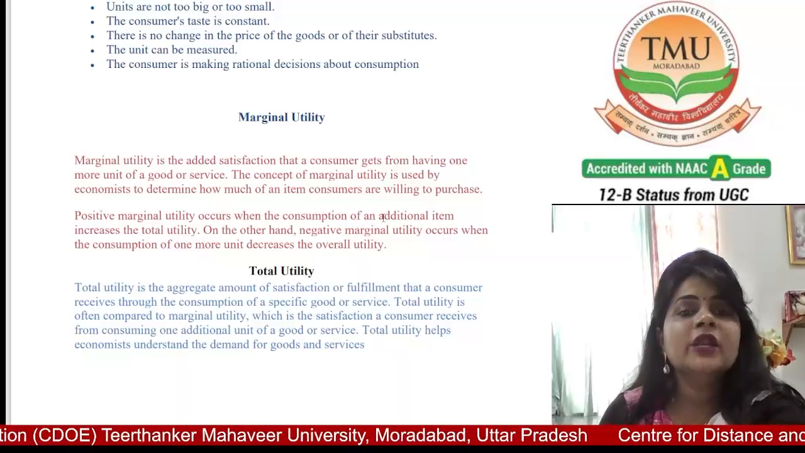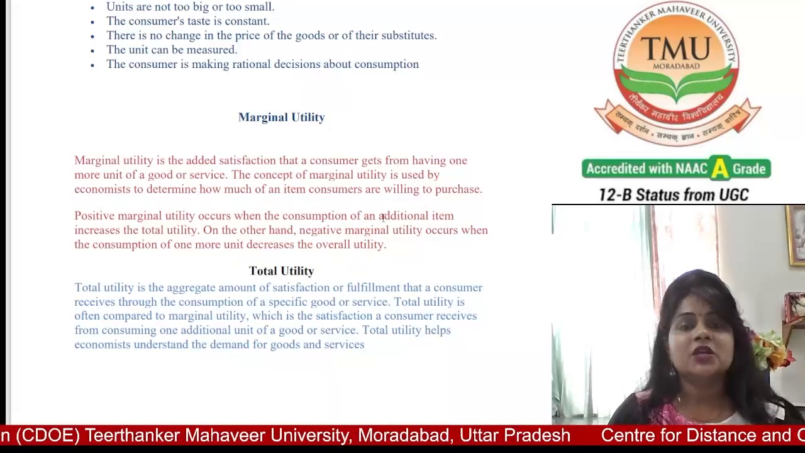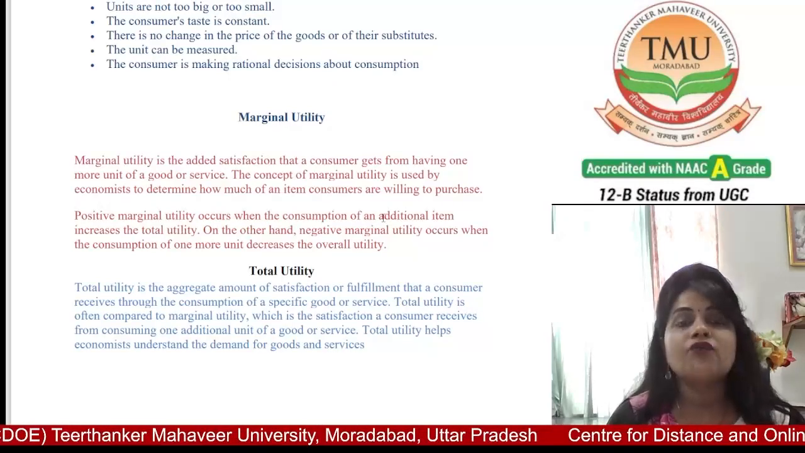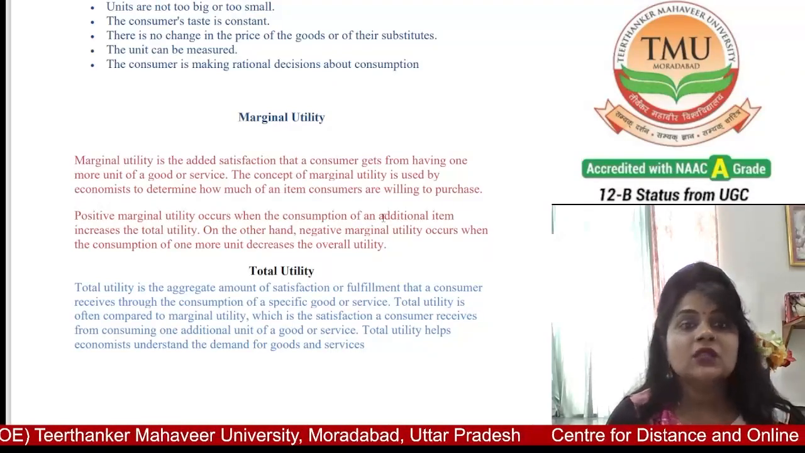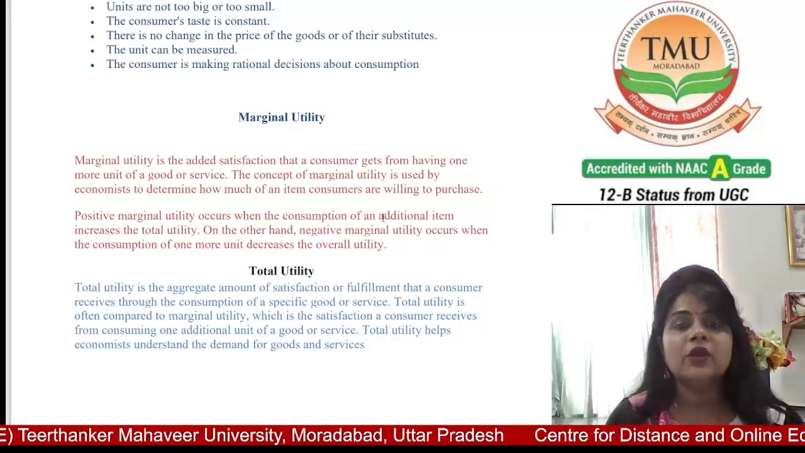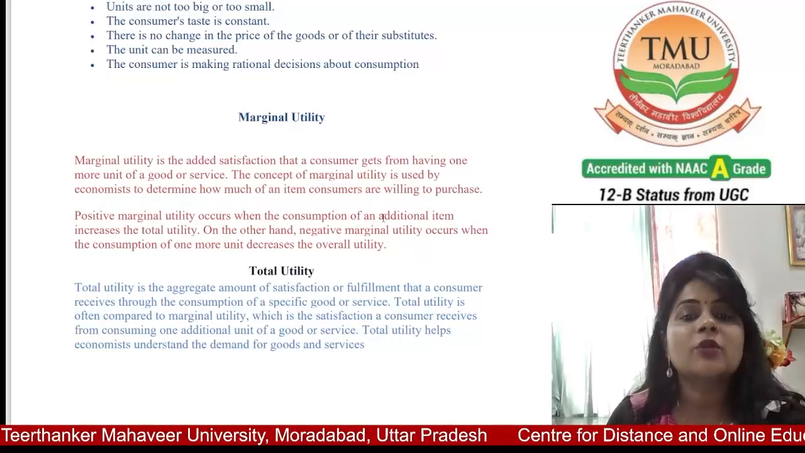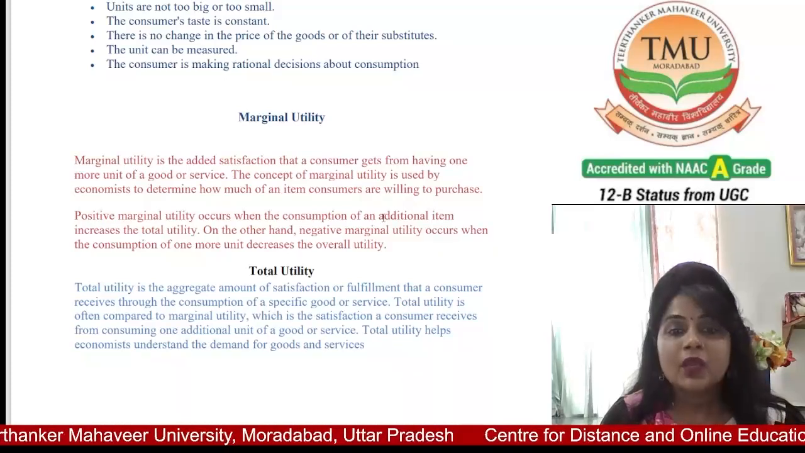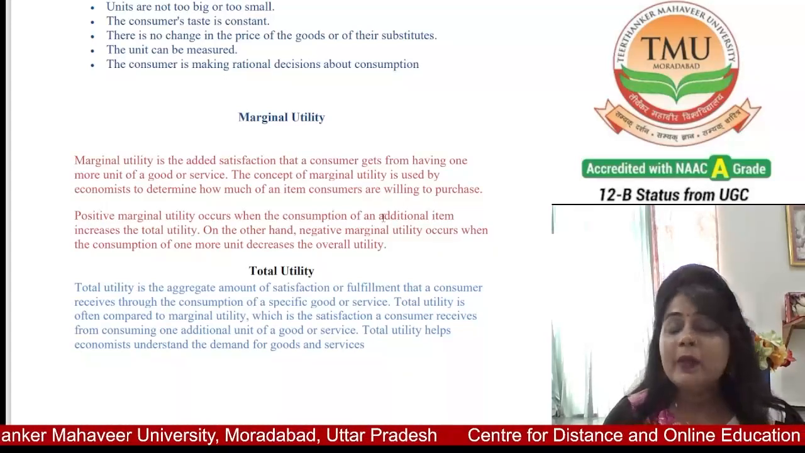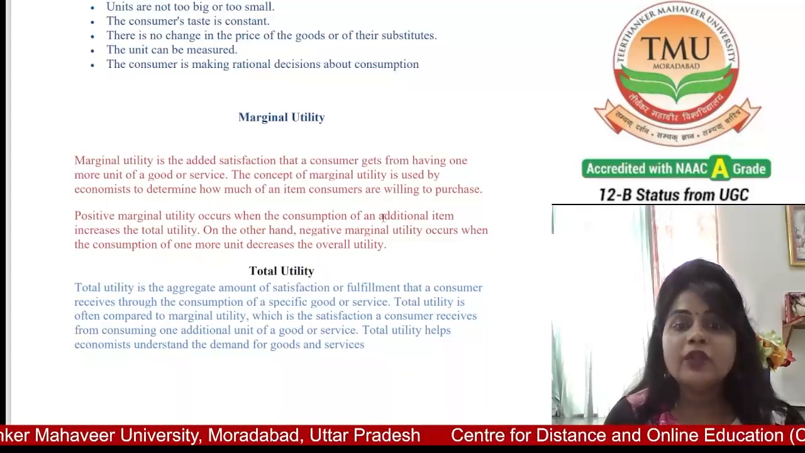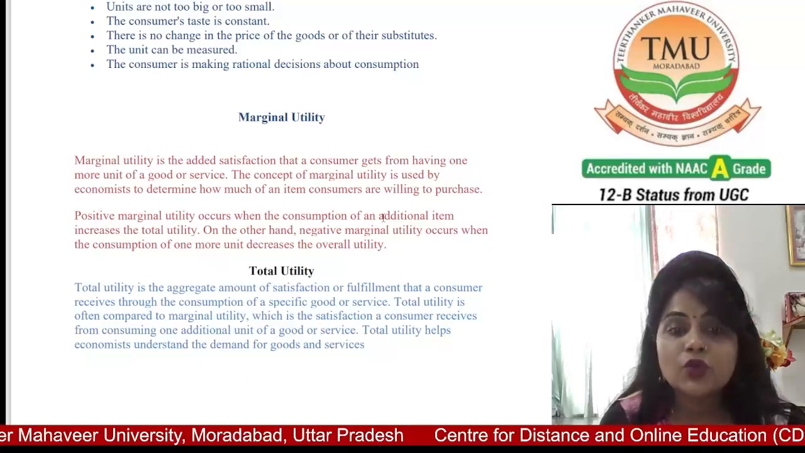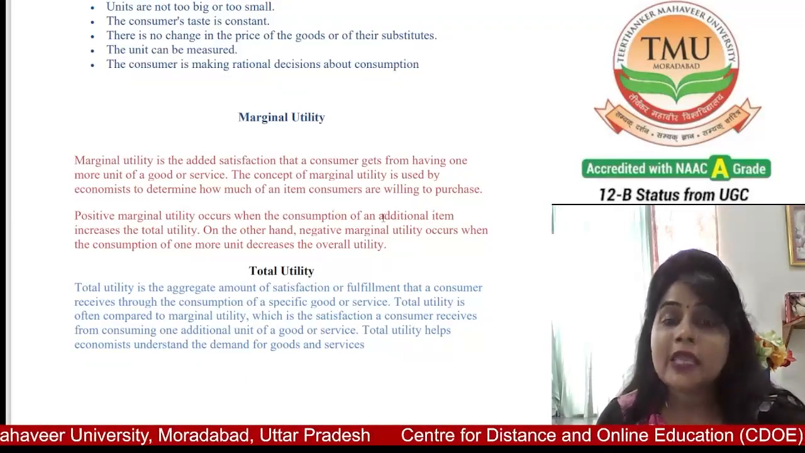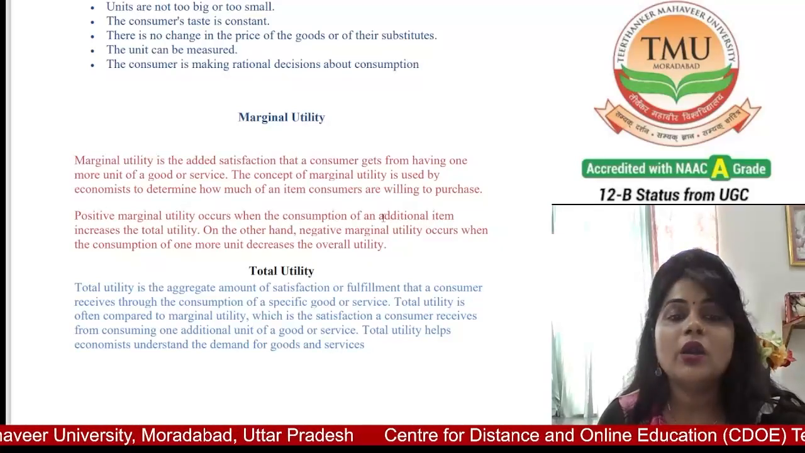It means marginal utility is the added satisfaction a consumer gets from having one more unit of a good or service. The concept of marginal utility is used by economists to determine how much of an item consumers are willing to purchase. The law of diminishing marginal utility is often used to justify progressive taxation. Marginal utility can be positive, zero, or negative.